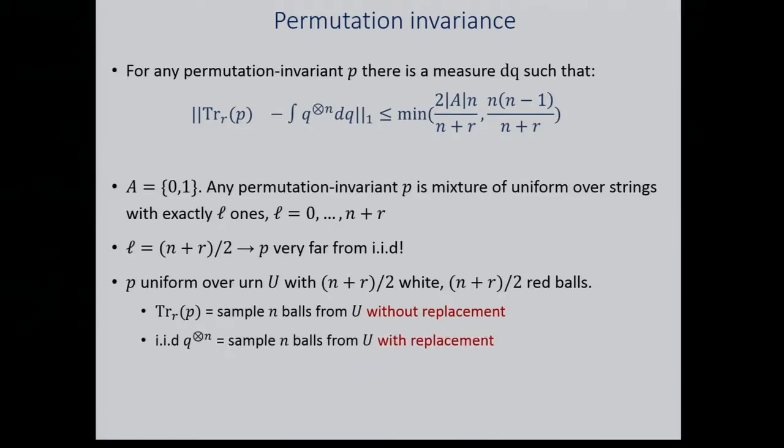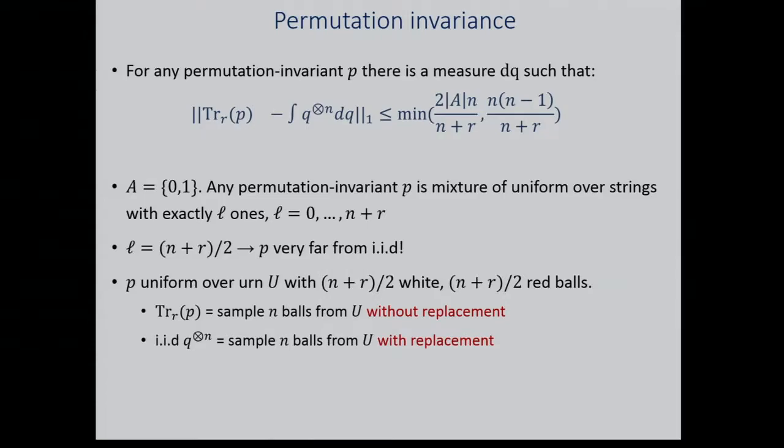Now what would something be that's IID? Well, it would be almost the same, but an IID distribution would be taking n balls from the urn, but now with replacement. If I do that, then all my samples are independent. I'm putting it back in. In that particular case, this would just be coin flips with bias a half. And so the whole question is, what is the difference between these two distributions? That's what we're trying to measure as r goes to infinity.